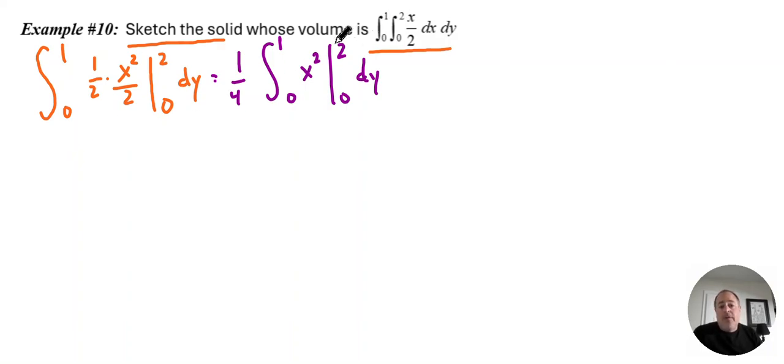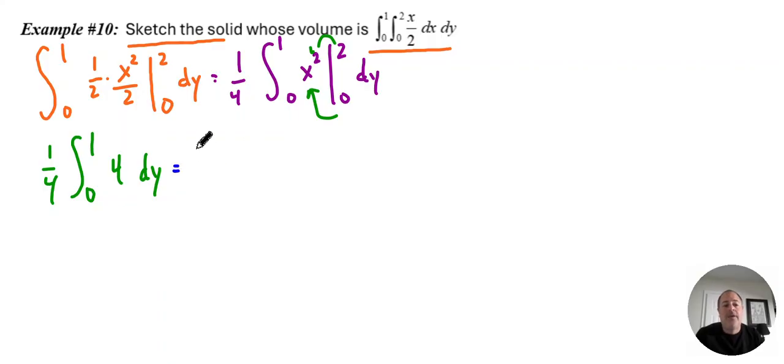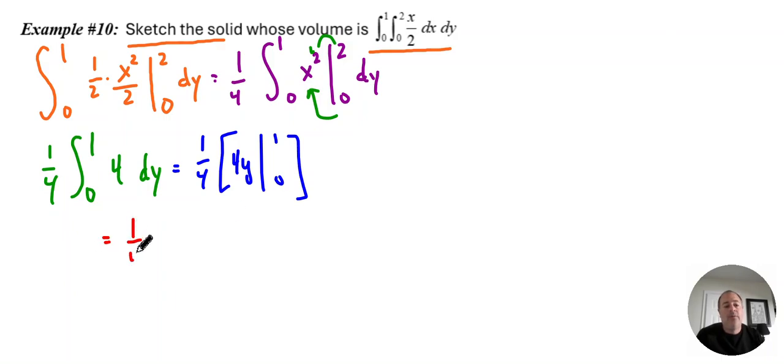Once we do that, remember, we're going to use the fundamental theorem of calculus. We're going to plug the 2 in and then 0 in. And so we're going to get 1/4 again, the integration from 0 to 1, and then we're going to simply get 4, right? So 2 squared is 4, 0 squared is 0, so 4 minus 0 is 4 dy. And then we're going to just now integrate 4, which is going to be 4y, the integration from 0 to 1. And then our final answer here would be that we plug in 1 for y, plug in 0 for y, and we get 4, which gives us a grand answer of 1.